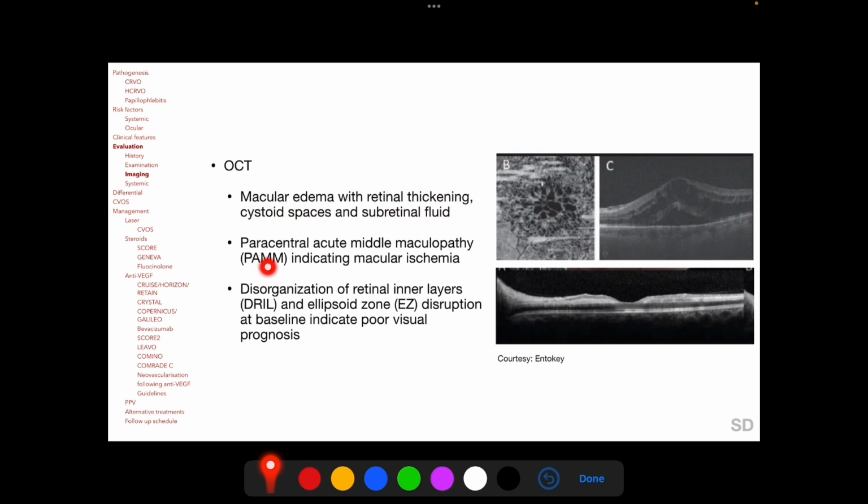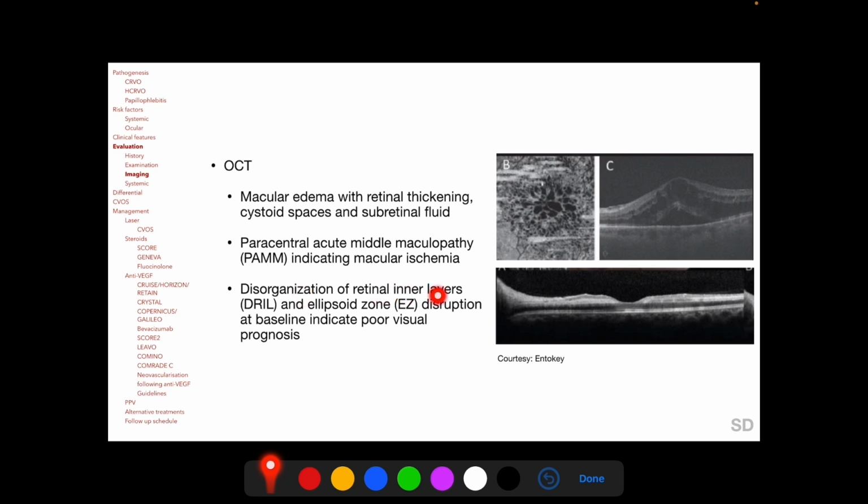Paracentral acute middle maculopathy or PAMM can be found in eyes with CRVO, indicating macular ischemia. We have discussed PAMM in the session on hypertensive retinopathy, and PAMM is an OCT feature of hyperreflectivity of the middle retinal layers occurring due to ischemia of the inner nuclear layer following occlusion of the deep retinal capillary plexus. This OCT photograph shows extensive areas of hyperreflectivity of the inner retinal layers with sparing of the outer retinal layers, and this occurs because the inner retinal layers are supplied by the retinal circulation while the outer retinal layers are supplied by the choroidal circulation.